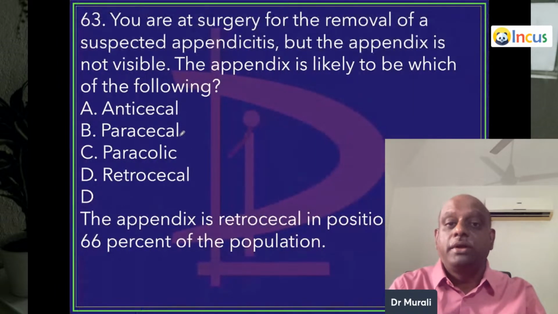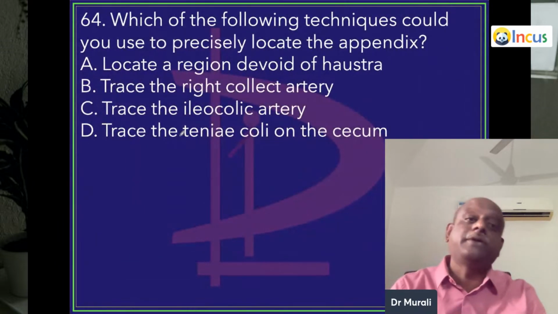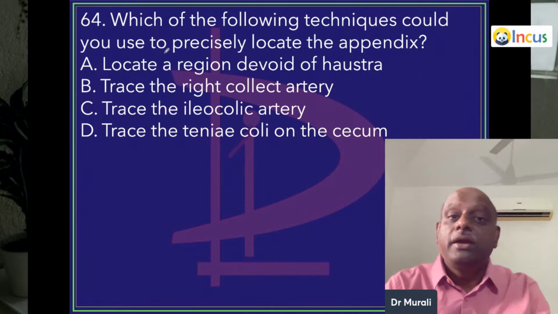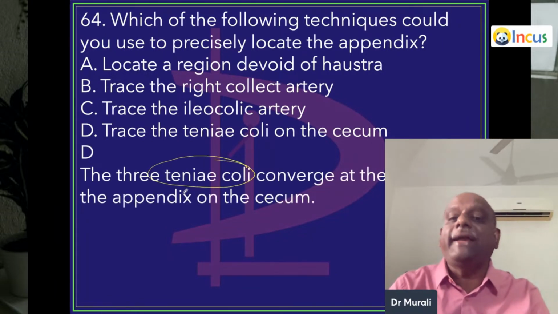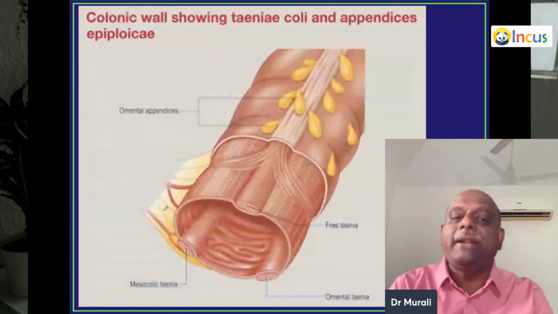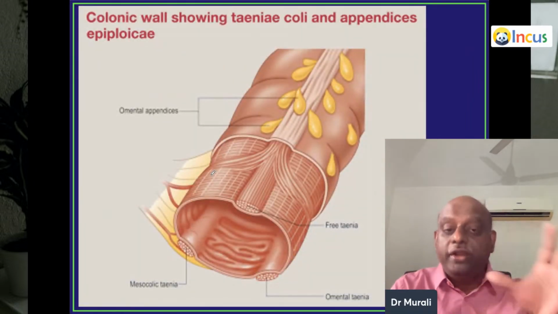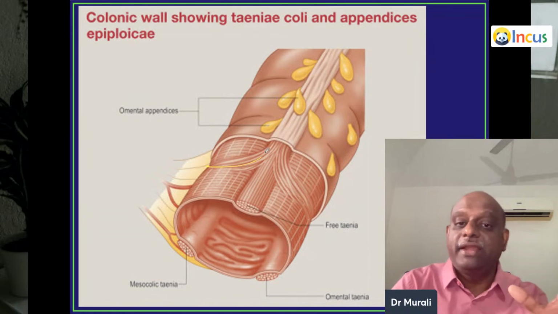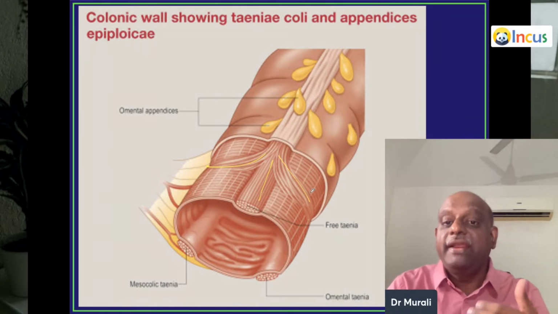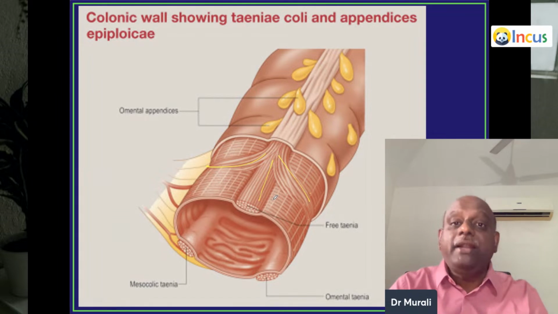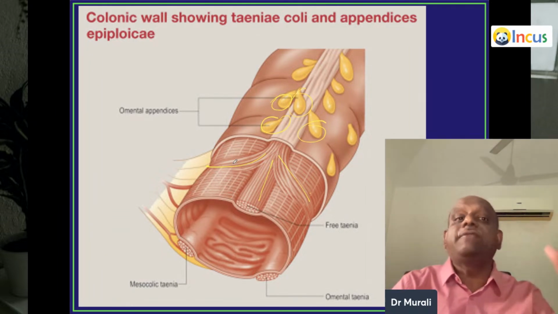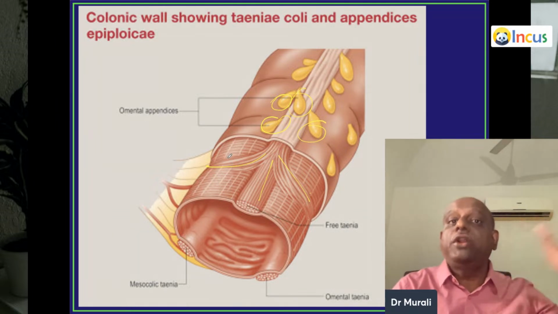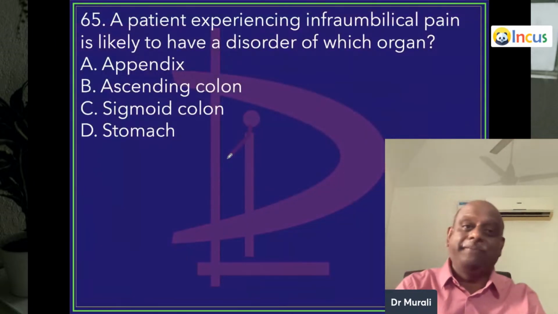Now, appendix is not visible. You should know, in about 66%, appendix is retrocecal in position, the most common location. How do you locate the appendix? The three tinea coli converge at the base of the appendix. So the colonic wall shows tinea, one important feature, and appendices epiploicae. They are the classical features of the colonic wall, is what you should remember.